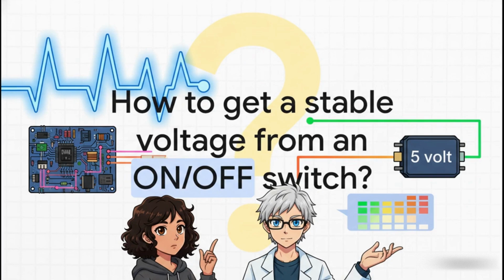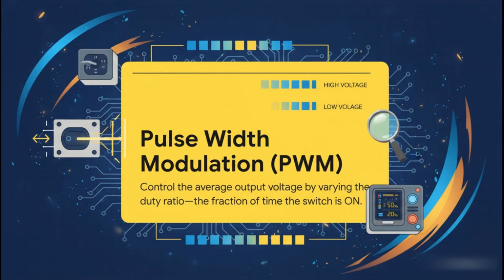Okay, wait a minute. You might be thinking, if I can only turn things fully on or fully off, how in the world do I get, say, half the voltage, right? How do you get anything other than all or nothing? It's a great question. And the answer is this absolutely brilliant trick called pulse width modulation, or PWM for short. Instead of leaving the switch on or off, you just flick it on and off really fast. We're talking thousands, even millions of times a second. By controlling exactly how long it stays on during each tiny little cycle, we call that the duty ratio, you can control the average voltage. You want 50% voltage? Keep it on for 50% of the time. You want 20%? Keep it on for 20% of the time.